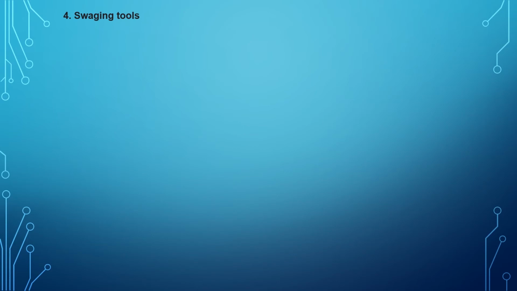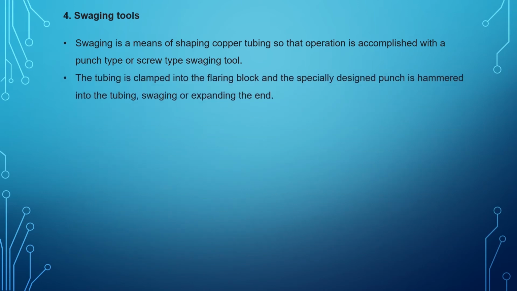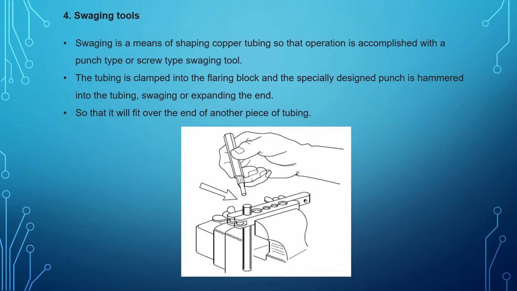Swaging tools. Swaging is a means of shaping copper tubing, and the operation is accomplished with a punch type or screw type swaging tool. The tubing is clamped into the flaring block and the specially designed punch is hammered into the tubing, swaging or expanding the end so that it will fit over the end of another piece of tubing.